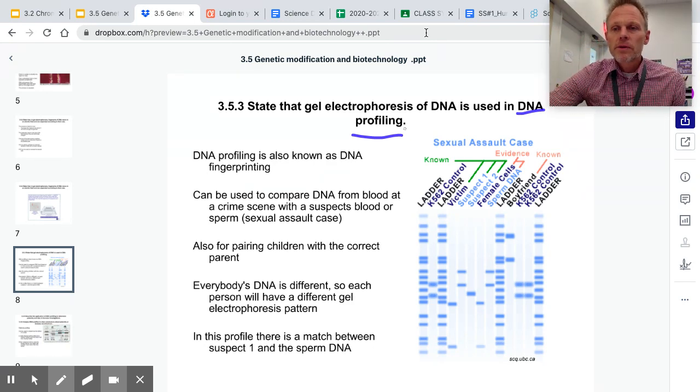It can also be used in a paternity suit, so that's like who's the dad. Sometimes we don't know. It's also used in a disaster, like a plane crash, where we're trying to identify the victims by their DNA.